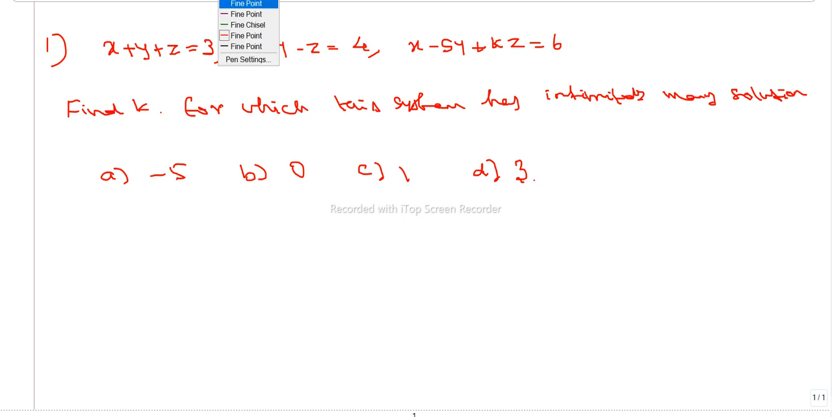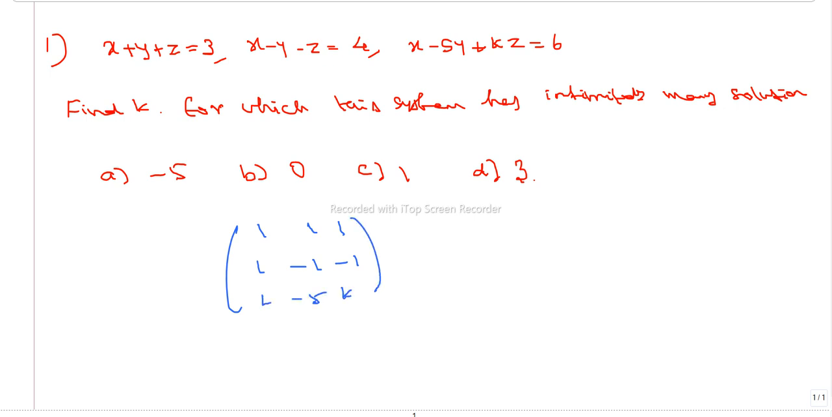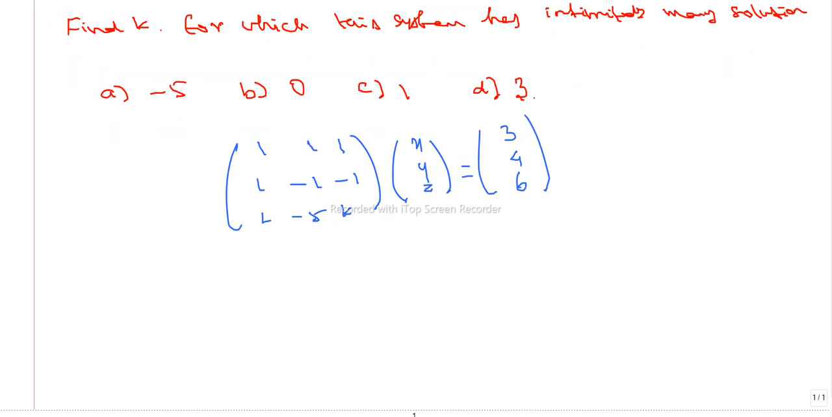So first you have to form a matrix equation. The matrix equation is: the first row is 1 1 1, second row is 1 minus 1 minus 1, and the third row is 1 minus 5 k, times x y z, equal to 3 4 6. Now what is the determinant of this one?